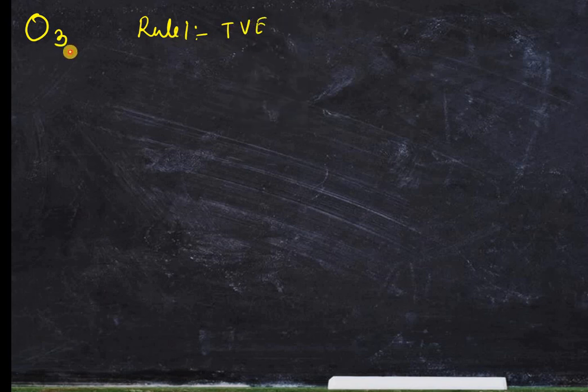So for O3, how many valence electrons in total do we have? For one oxygen, what is the configuration? We have 2 and 6. So the total valence electrons will be 6 times 3, which is 18 electrons. Done. Now after counting the valence electrons, what do we have to do?